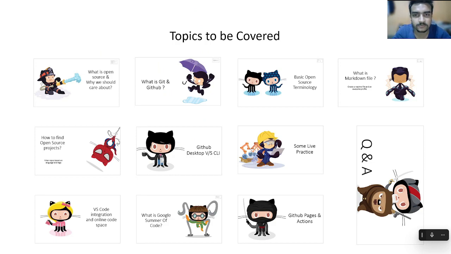So let's talk about what topics we are going to cover. We'll cover what is open source and why we should care about it, what are Git and GitHub, and what the basic open source terminology is. We'll write a Markdown file, we'll create a README file. We'll search for some open source projects and do some contributions. We'll use GitHub Desktop to push and pull the code. We'll also use the command line. We'll do some live practice, integrate GitHub in VS Code, and look at what an online code space is. We'll also see some of the events that are organized by open source communities, and what GitHub Pages and GitHub Actions are.